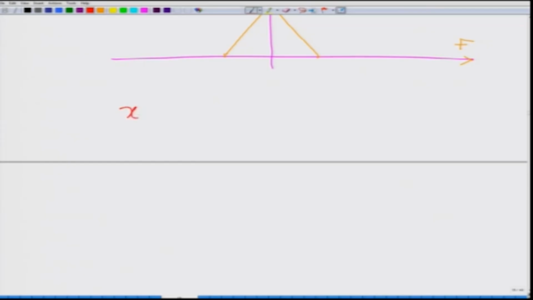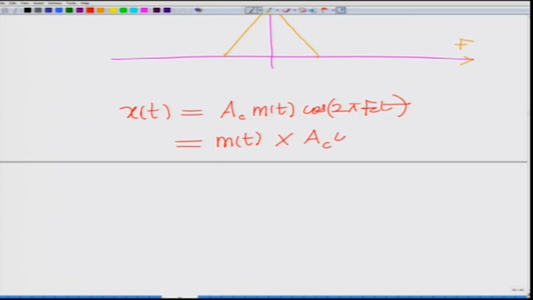x(t) equals Ac m(t) cosine 2 pi fc t. I can write this as the product of m(t) with Ac cosine 2 pi fc t, correct. x(t) is the modulated signal. I can write this as the product of the message signal m(t) with Ac cosine 2 pi fc t.